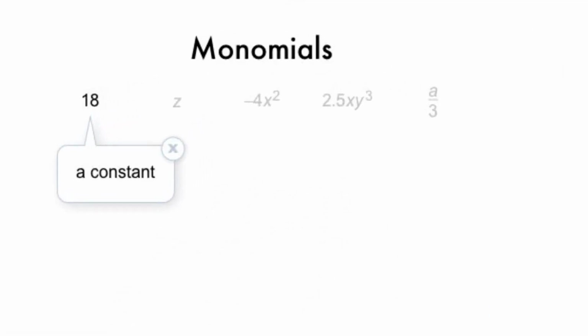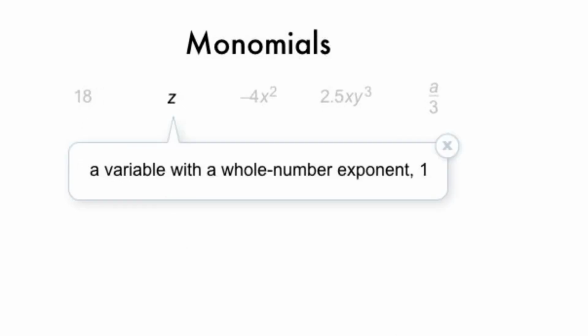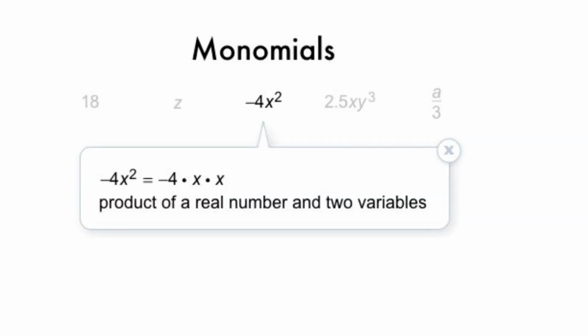18. 18 is a constant. z is a variable with a whole number exponent, 1. Negative 4x squared. Well, that's the product of a real number and two variables. It can be factored as negative 4 times x times x.